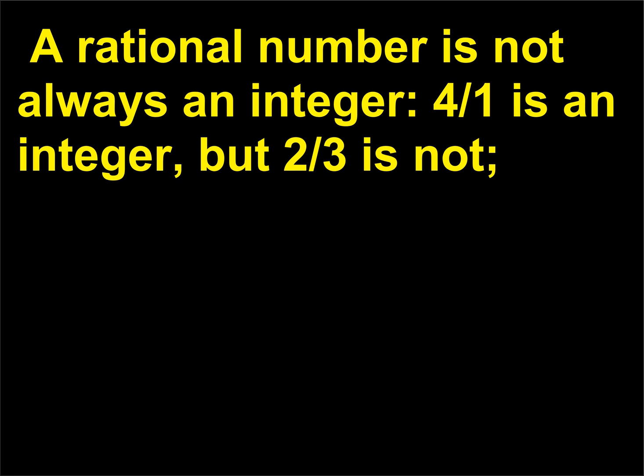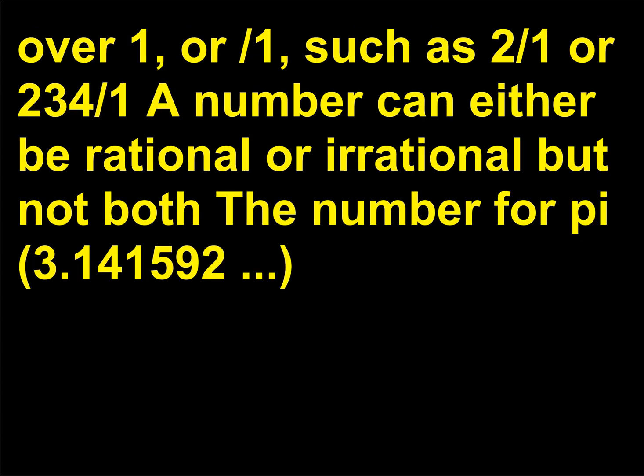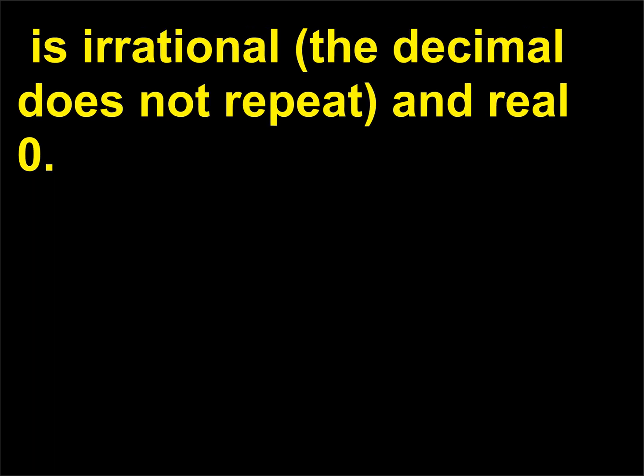A rational number is not always an integer. 4/1 is an integer, but 2/3 is not. But an integer is always a rational number because it can be represented by a fraction by putting the integer over 1, such as 2/1 or 234/1. A number can either be rational or irrational, but not both. The number pi, 3.141592, is irrational, the decimal does not repeat, and it is real.